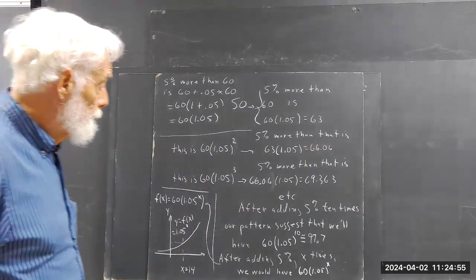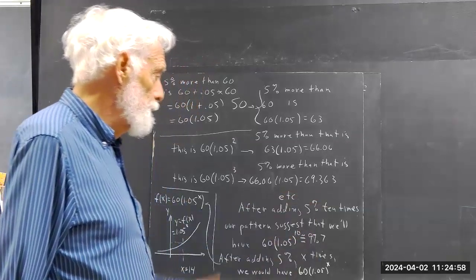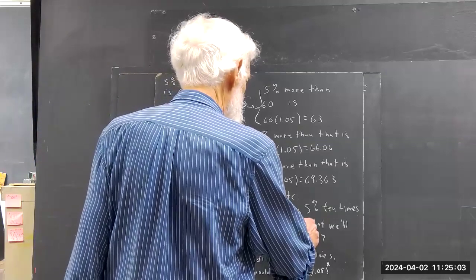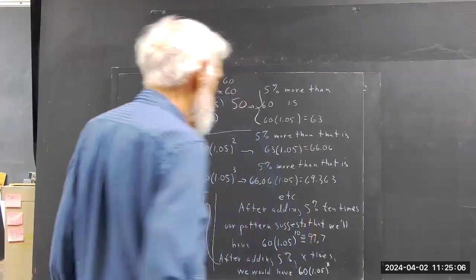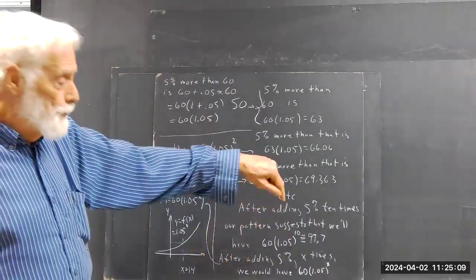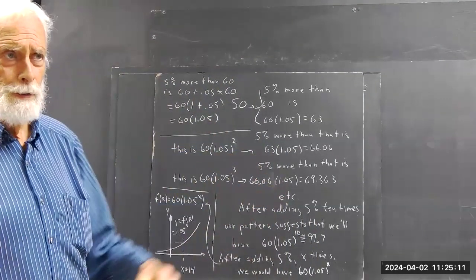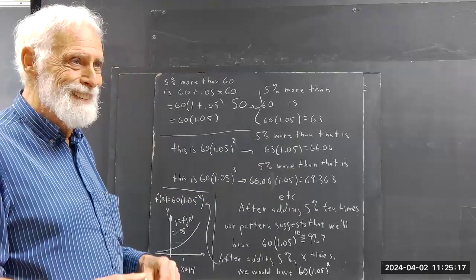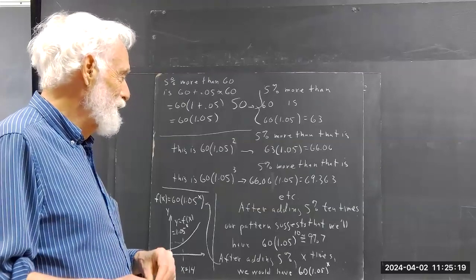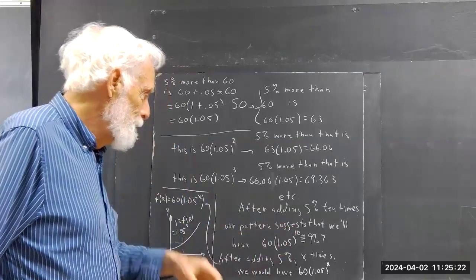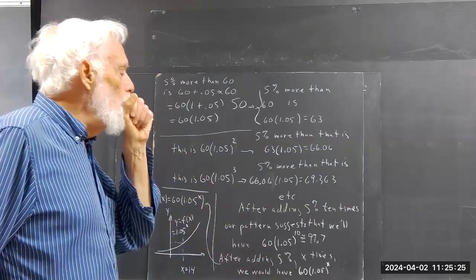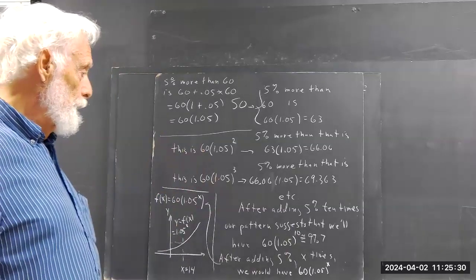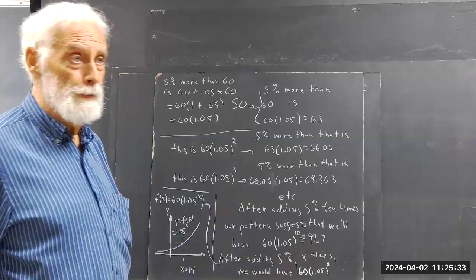So, for example, after adding 5% 10 times, what do we have? The pattern suggests that we'll have 60 multiplied by 1.05 to the 10th power. Now you can put that into your calculator and you get 97.7.